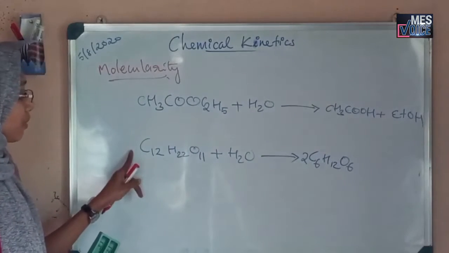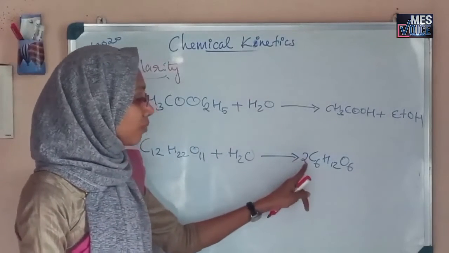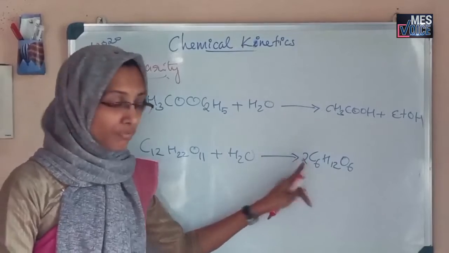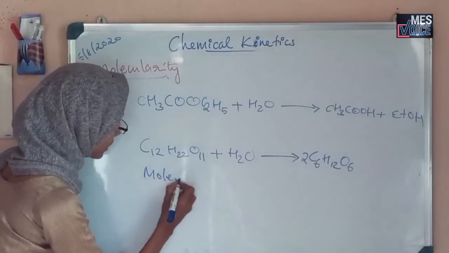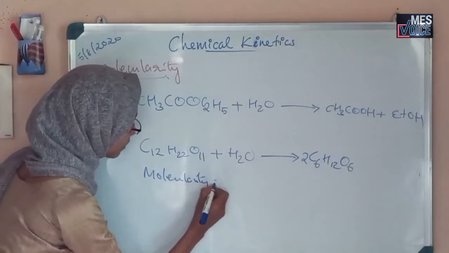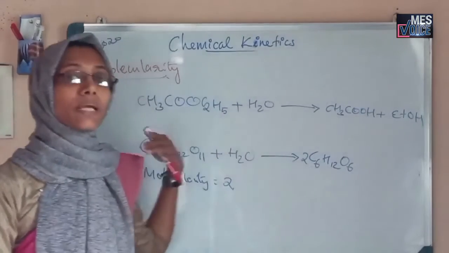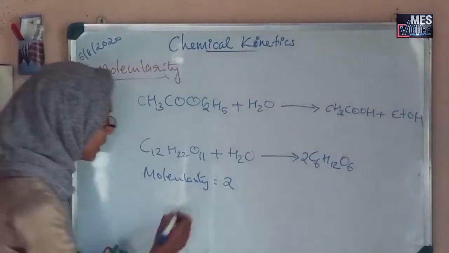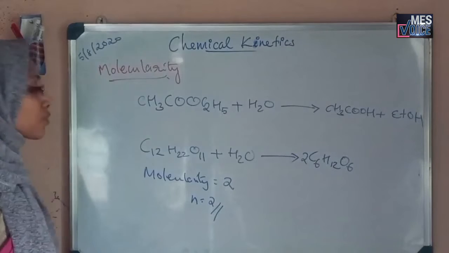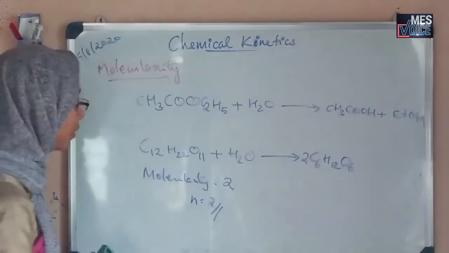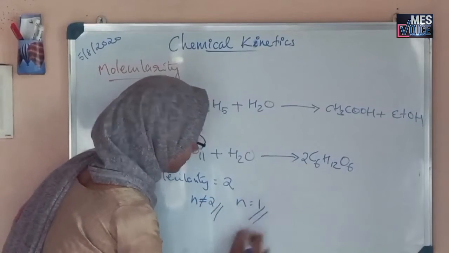Here 1 molecule of sucrose and 1 molecule of water give 1 molecule of glucose and 1 molecule of fructose. So the molecularity in both the cases is equal to 2. But this is a simple reaction, so we can expect the order of the reaction is also equal to 2. But from the experiment, it is found that the order is not equal to 2, it is equal to 1.